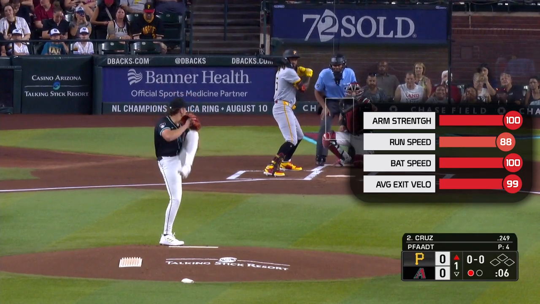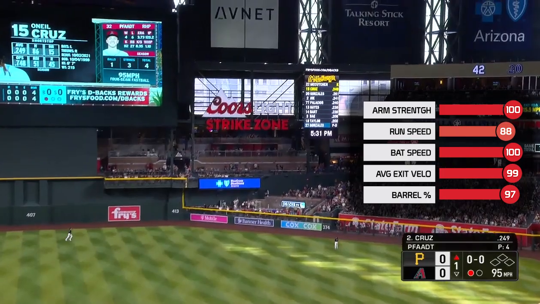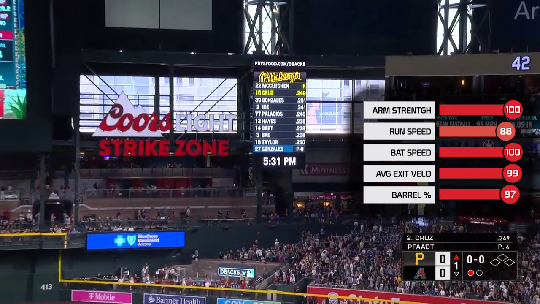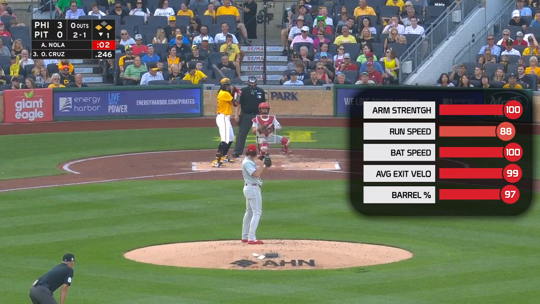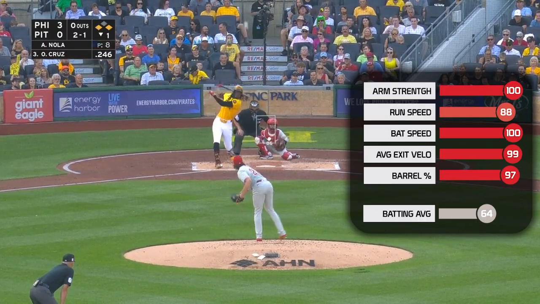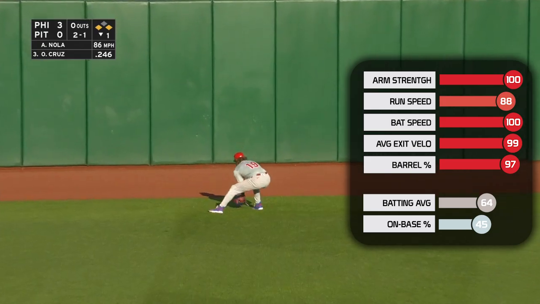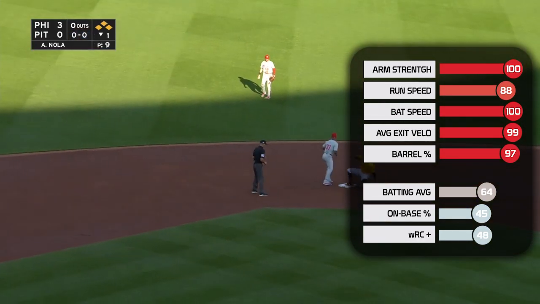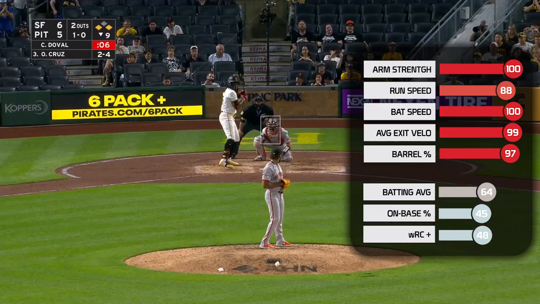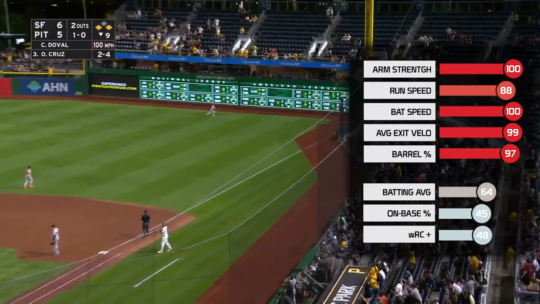He's even in the 97th percentile for barrel rate, meaning a high rate of his swings result in good contact. Despite his crazy potential, Oneil Cruz posted just a .259 batting average and .324 on-base percentage. His wRC+ came in at 110, which was good for just 119th in MLB among hitters with minimum 200 at-bats. So why is Oneil Cruz producing unexceptional results despite his elite batted ball data?